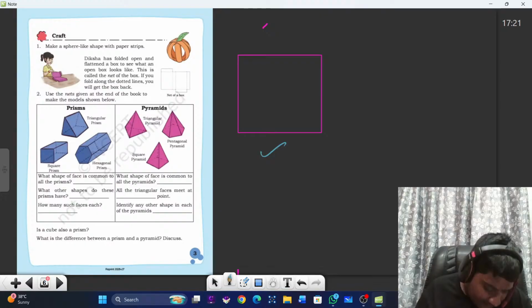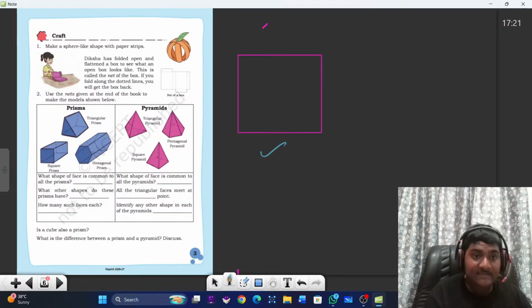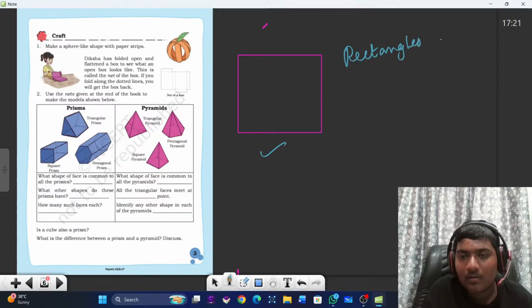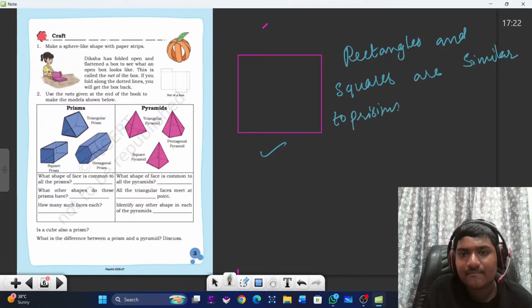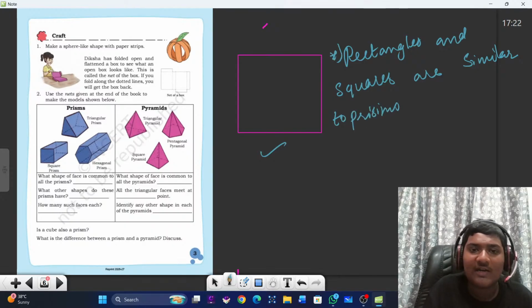For prisms, rectangles or squares are common to all prisms. So rectangles and squares are similar prisms. So this is a very important term, children.